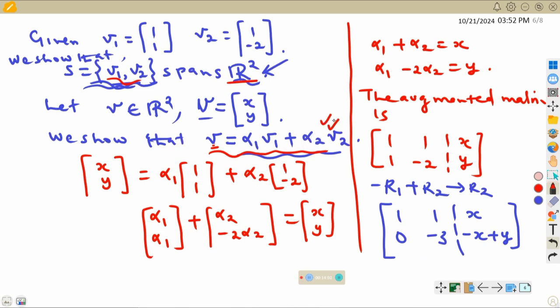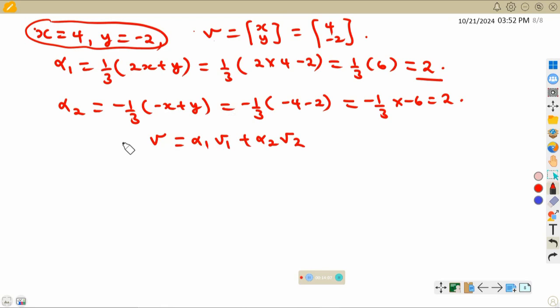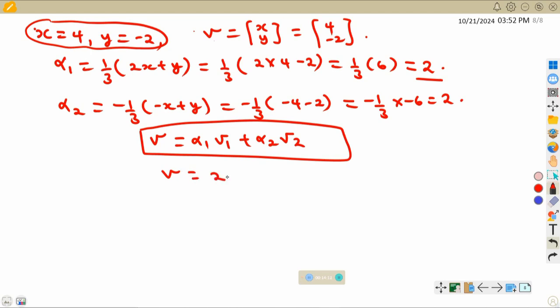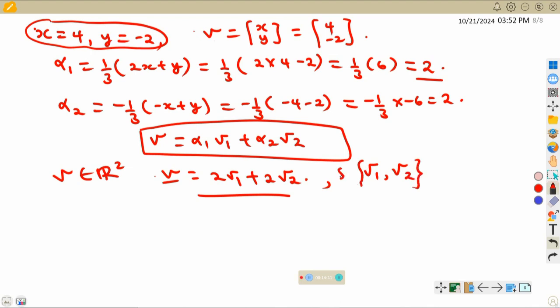This is what we had here. So it is clear that now, since we have obtained the values of alpha 1 and alpha 2, we can easily write v as a linear combination, because v will be 2v1 plus 2v2. So you can easily see that for any v that you pick from R2, you can write v as a linear combination of v1 and v2. But remember, this was S. So if this is possible, we therefore say that S spans R2.